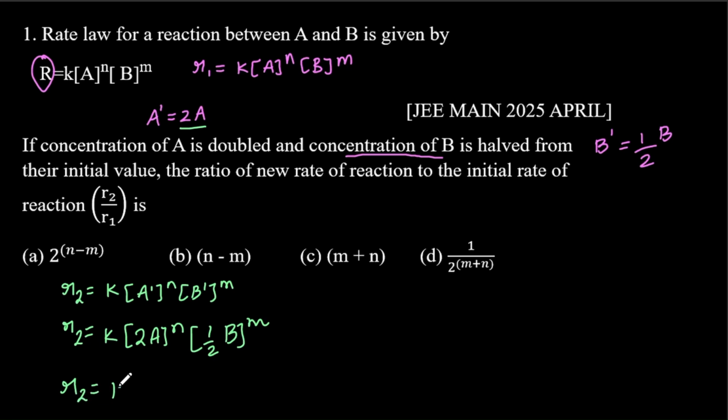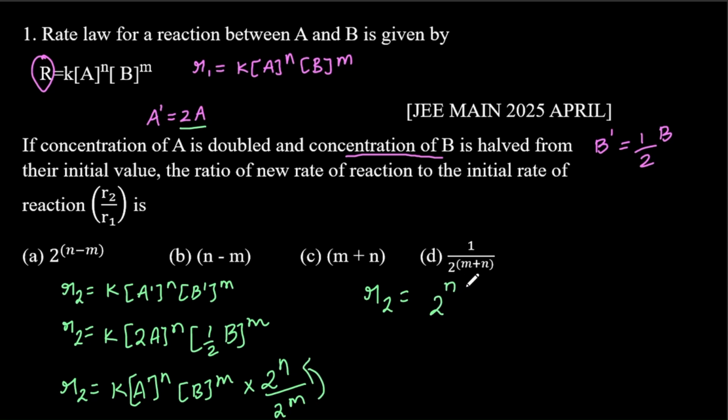So let us write K, and if you take this concentration of A power N and concentration of B power M, the leftover is 2 power N divided by 2 power M. So we can write R2 is equal to 2 power N. When 2 power M goes to the numerator, it will become minus M. 2 power N minus M because the base is same. And we are having K A power N B power M.